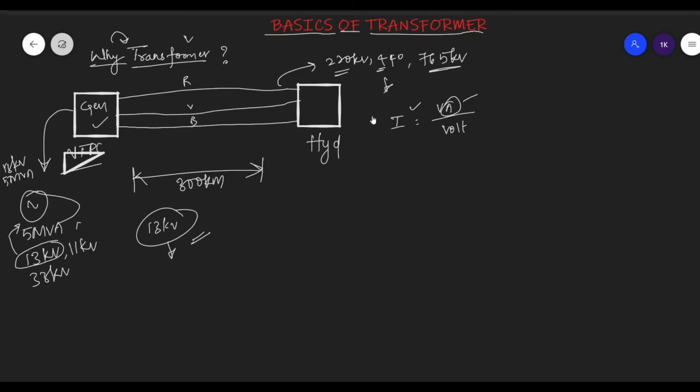I can make use of this formula and find the current coming out of this generator. If I calculate the current, I equals 5 megavolt-ampere, which is 5 into 10 power 6, divided by the generating voltage of 13 kV, which is 13 into 10 power 3. So the value of I would be in some kiloamperes.